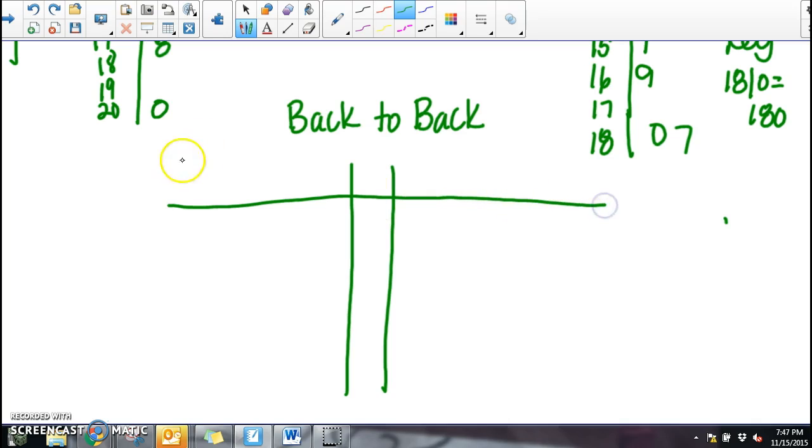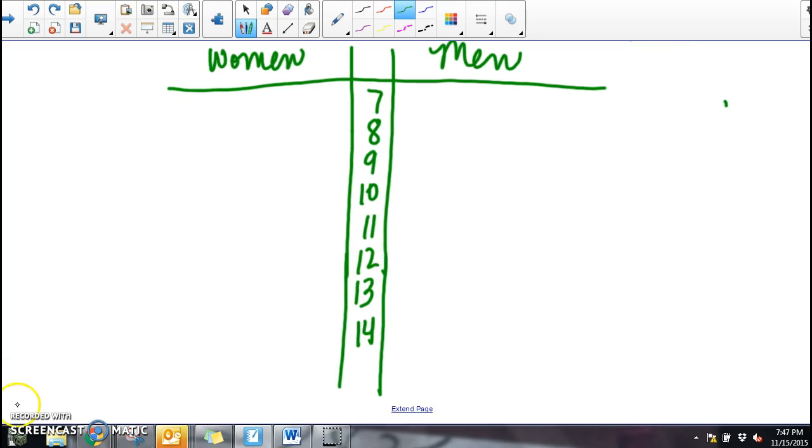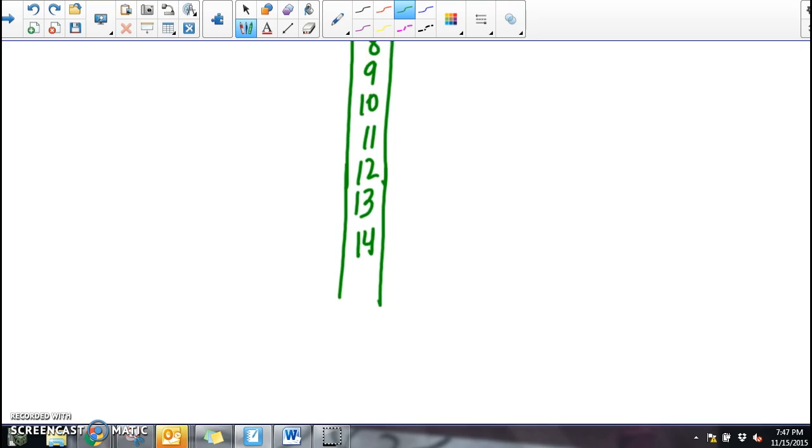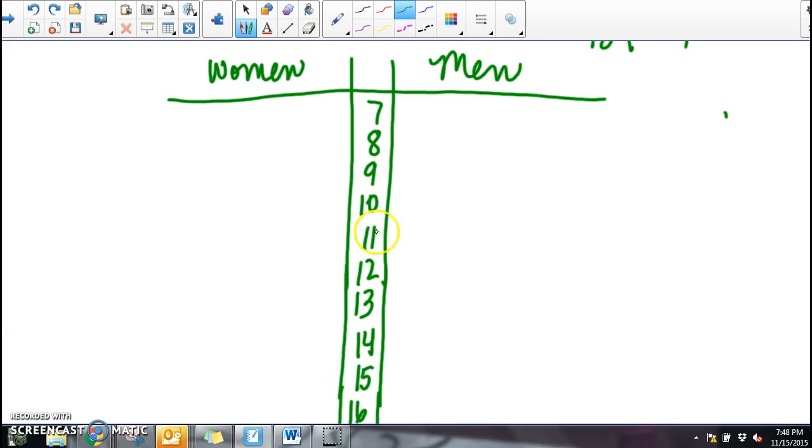With a back-to-back, you can do this several different ways, but you can put the stem in the middle, and you'll have your title up here, with women on one side and men on the other. And this time, though, we'd have to go from 7 all the way to 20, because we want to include all the men's scores and all the women's scores. Now, this will be fairly easy because you already have it separated. Sometimes you do this first, though, and not the individual ones.